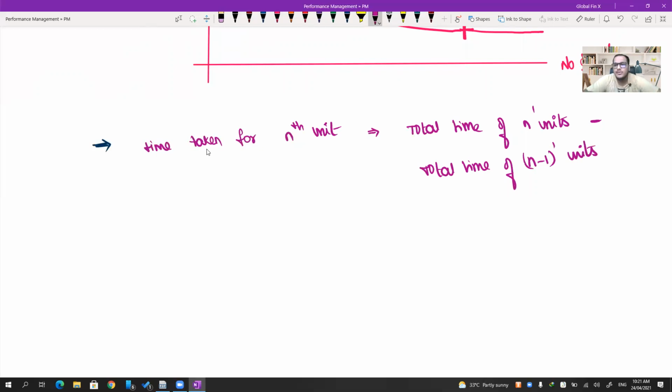So what do you mean by this? Simple. If you want to know the time of the 15th unit, total time for 15 units minus total time for 14 units. That will give me the 15th unit time alone, right? Is that clear, guys?